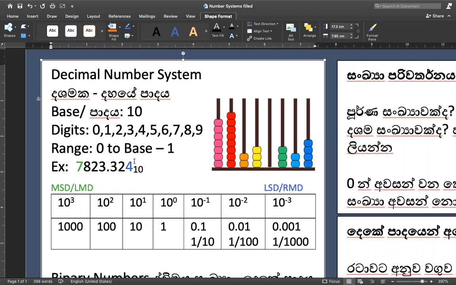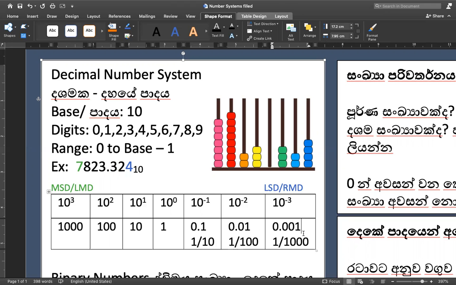Then the decimal part. The decimal part will start with the negative power. That means minus 1. 10 to the power minus 1 is 0.1 or 1 divided by 10. You can write in both formats, 0.1 or 1 divided by 10. This is 10 to the power minus 2, 0.01 or 1 divided by 100. And 10 to the power minus 3 means 1 divided by 1000 or 0.001. Then the value of this will be 0.324. You are reading it like this, 0.324, not 324, okay? 0.32, 3 from this, 2 from this, and 4 from this.